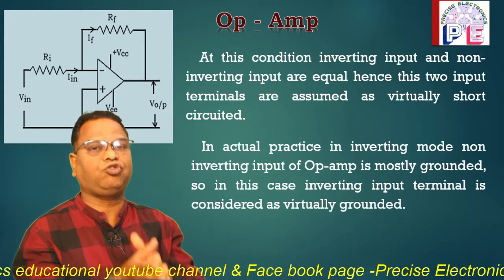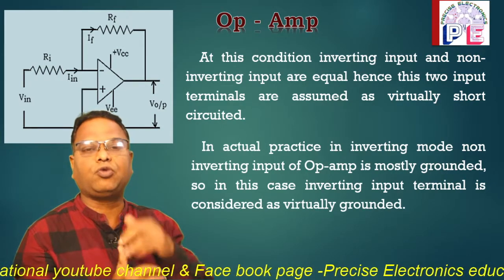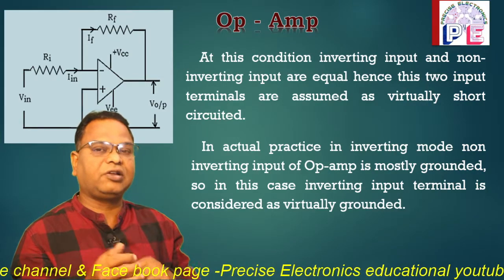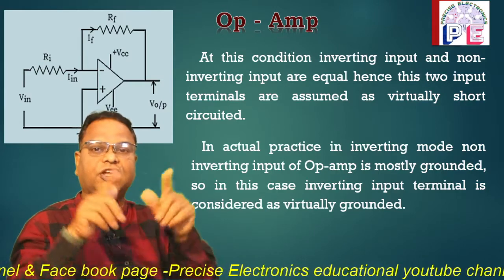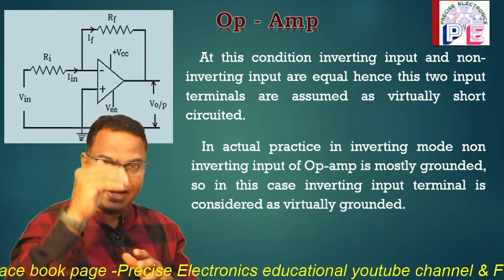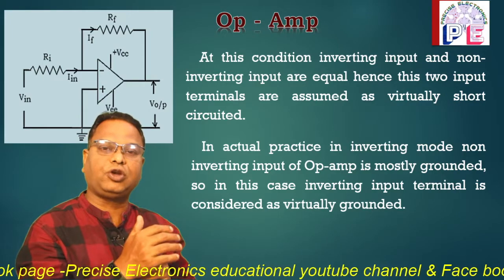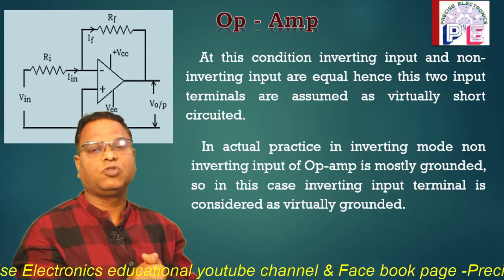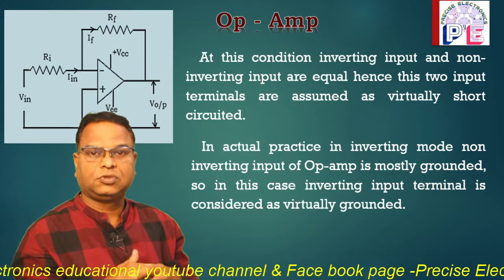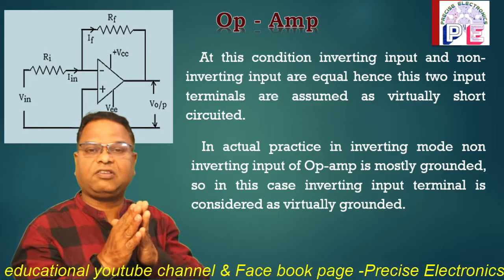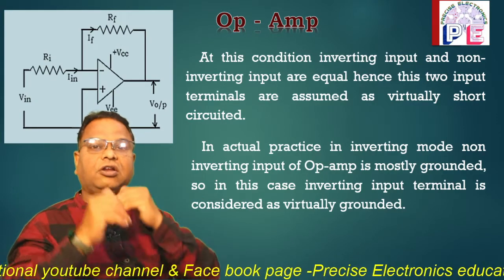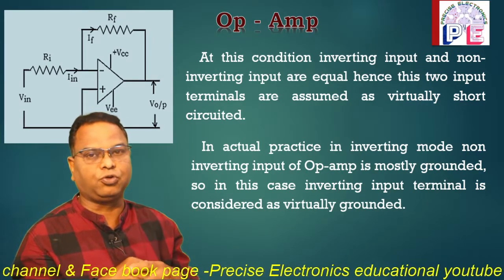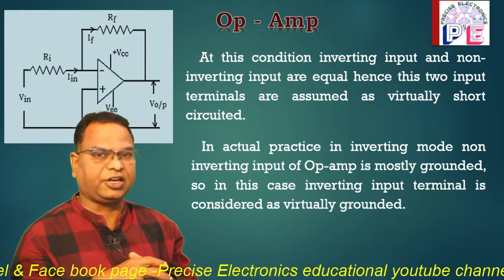But friends, in actual circuit diagram, V1 and V2 are the two different potentials. V1 is applied to the inverting terminal and V2 is applied to the non-inverting terminal. There is no short circuit. But by this equation, it is clear that V1 is equal to V2. That means the input terminals are considered as virtually short circuited. They are imaginary short circuited. In actual practice, they are not short circuited. But in imagination, we short circuit the two input terminals, that is V1 and V2. That is virtual short circuit.